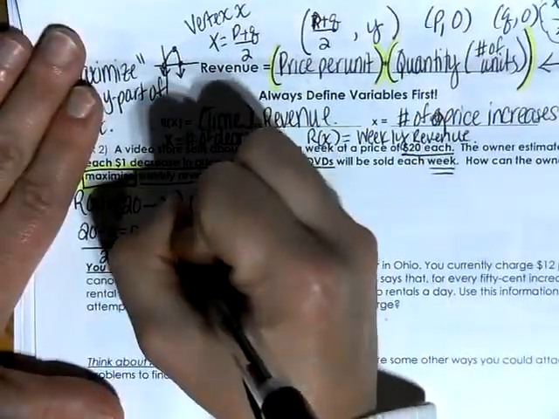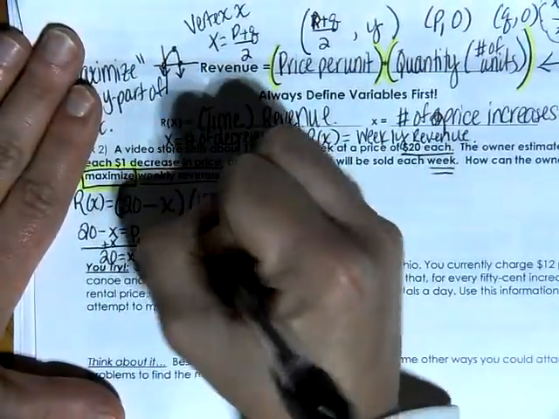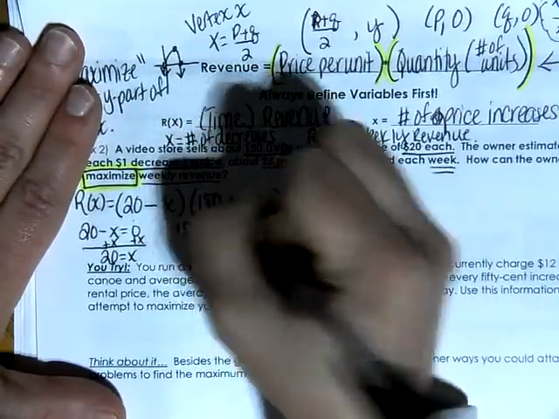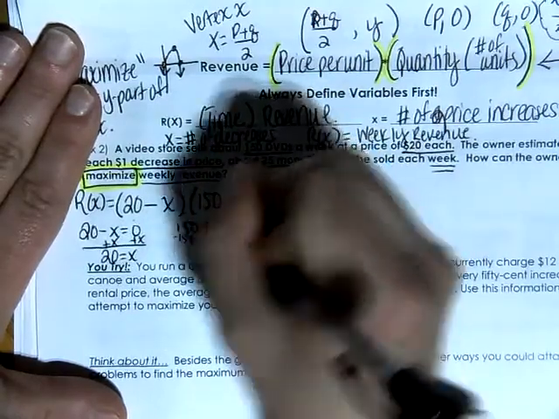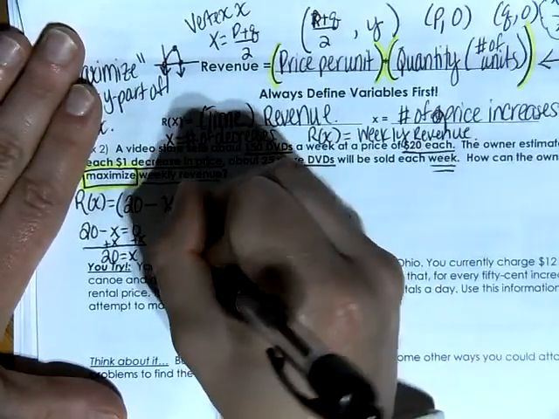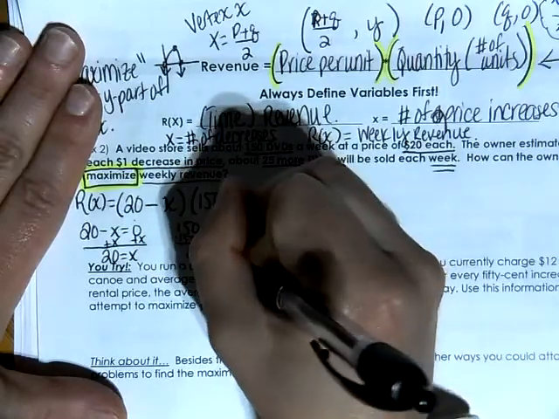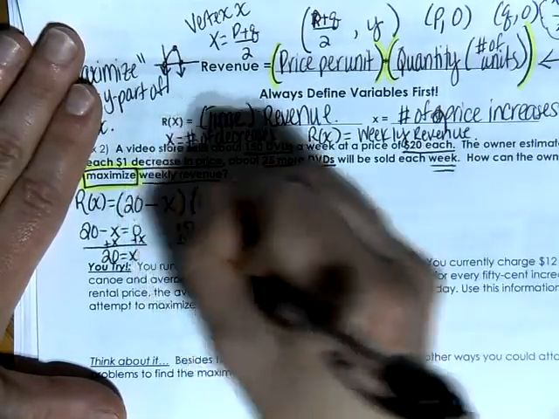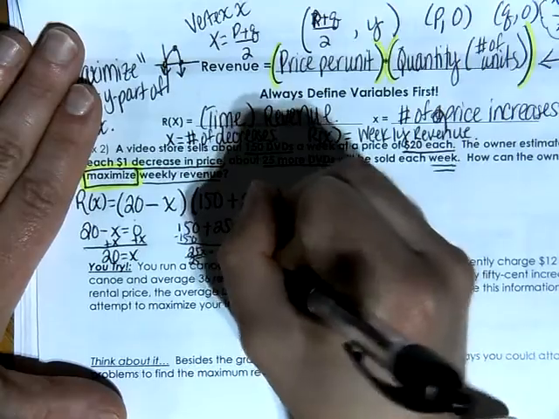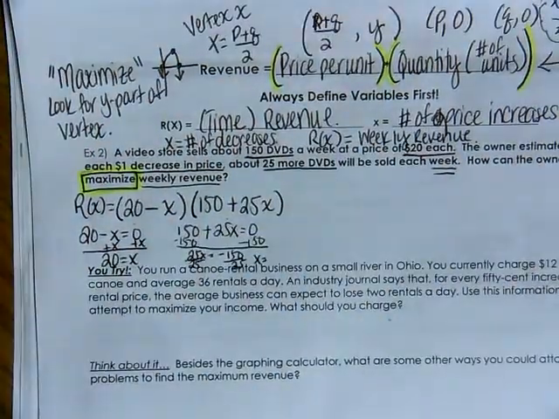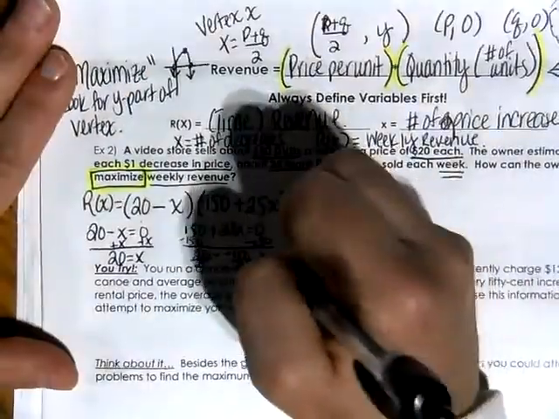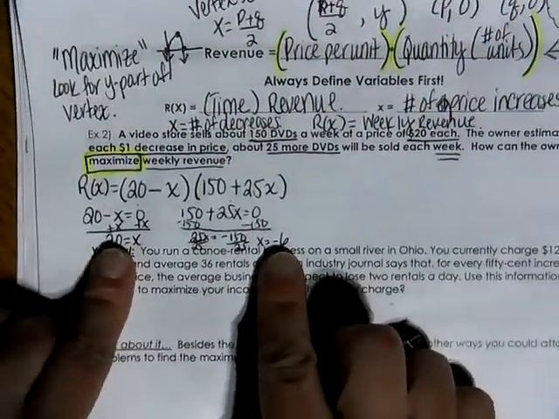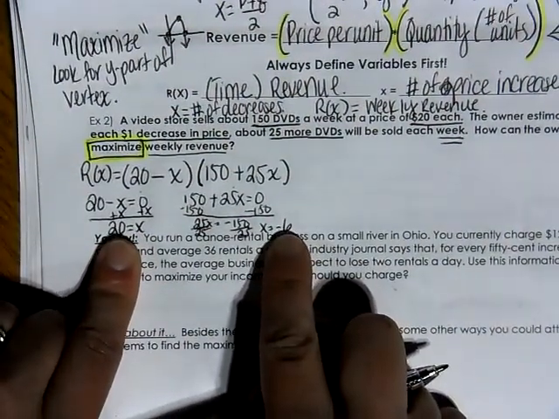My next x-intercept is where I'm going to set 150 plus 25x equal to 0. I'm going to subtract 150 on both sides, and I end up with 25x is equal to negative 150. Dividing both sides by 25, we find that x is equal to negative 150 divided by 25, which is negative 6. Cool. So my p is 20 and my q is negative 6.